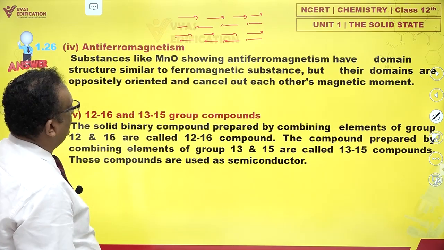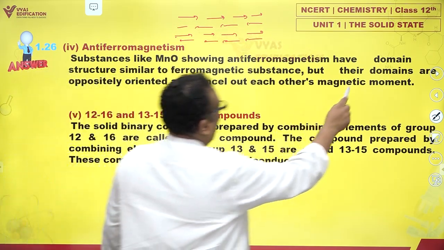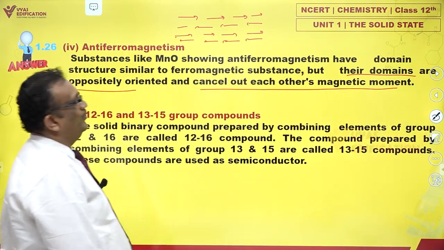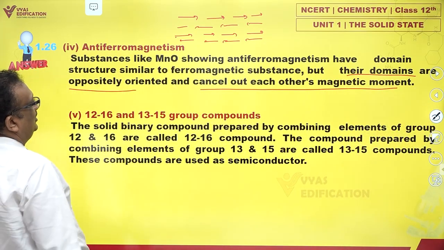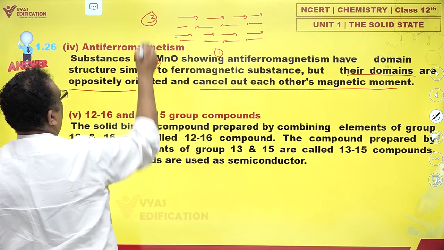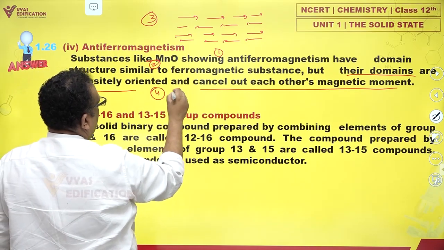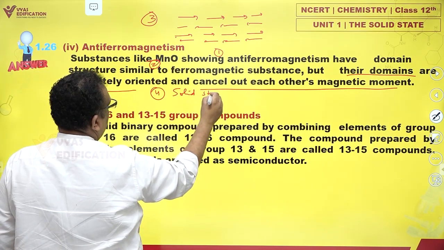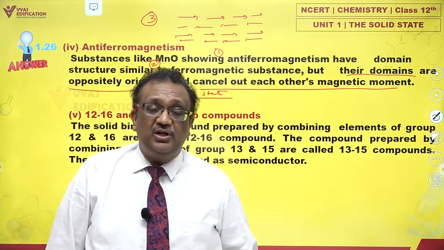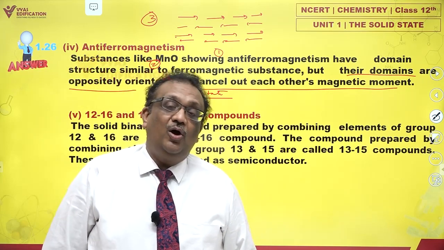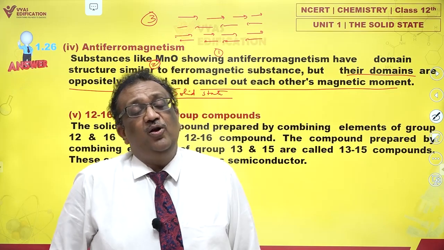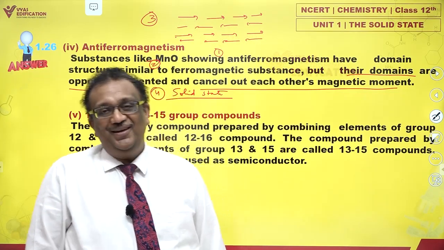Okay. Their domains are oppositely oriented to each other and they cancel out each other's magnetic moment. Yes. So this is one point. Second point is this. Third point you can draw a diagram, and fourth point you can say it is only in solid state. It is exhibited only in solid state, and that too if you heat them beyond a certain point, you find that they are not even antiferromagnetic. They lose their orientation, they become random, and of course they become paramagnetic. Right? There we are.